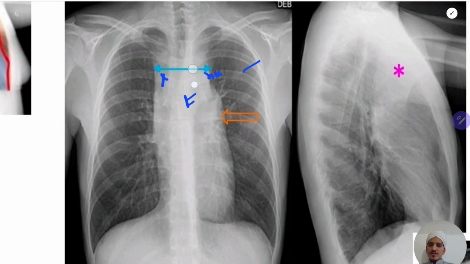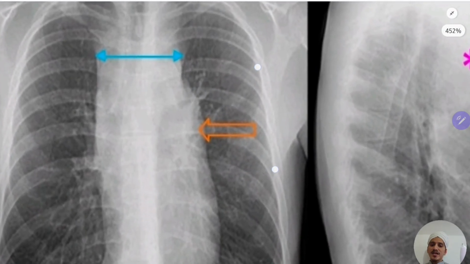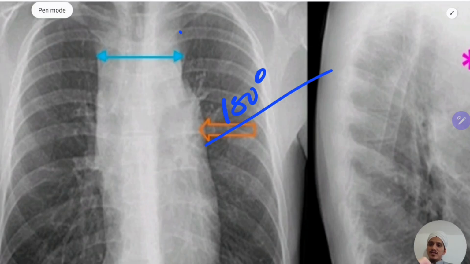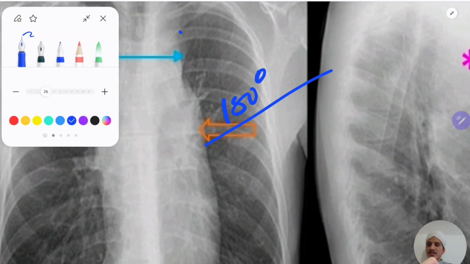Now you see the mass is again making an obtuse angle, and obtuse angle means again it is a mediastinal mass. Yes, it is obtuse, approximately 180 degrees. So it is an obtuse angle.